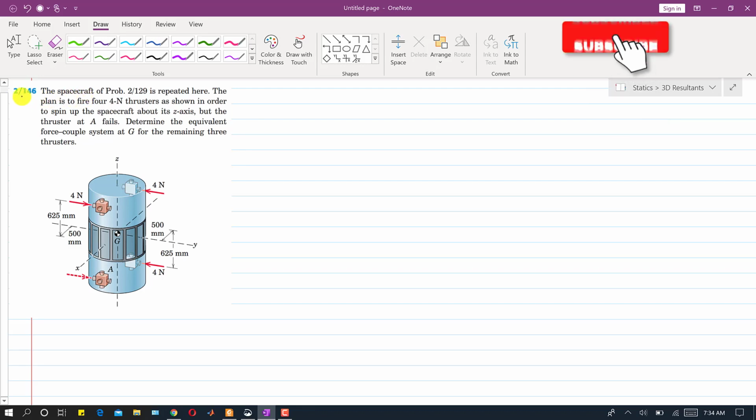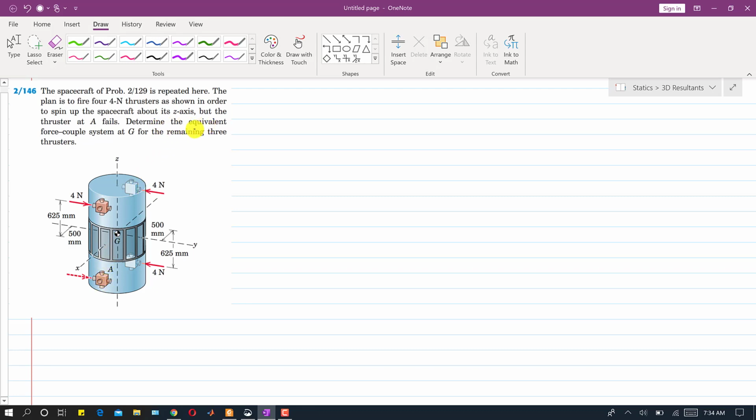Now I am going to solve this problem 146. In this problem, again this spacecraft is shown, and it is said that the plane is to fire 4 Newton thrusters in order to spin up the spacecraft about its z-axis. But the thruster at E fails. This thruster fails at point E.